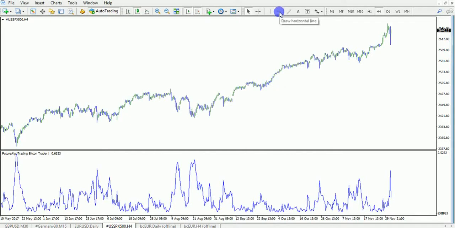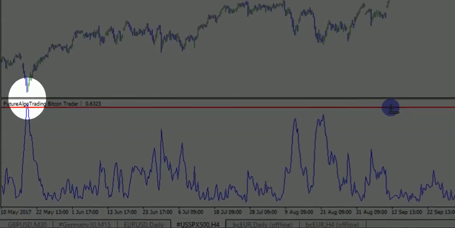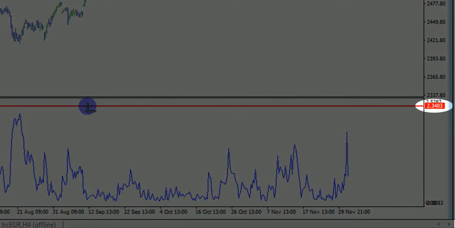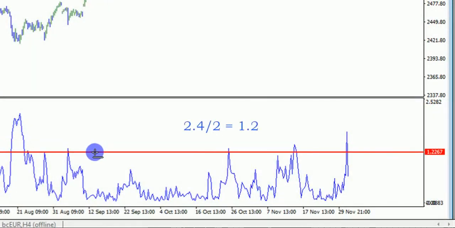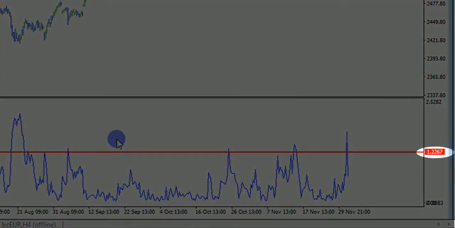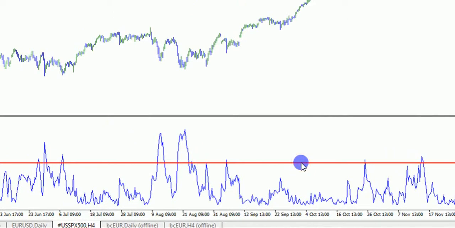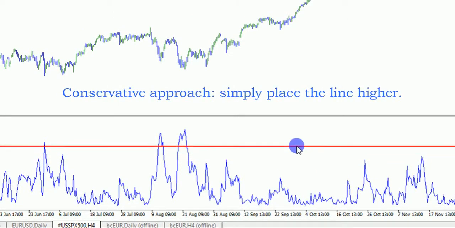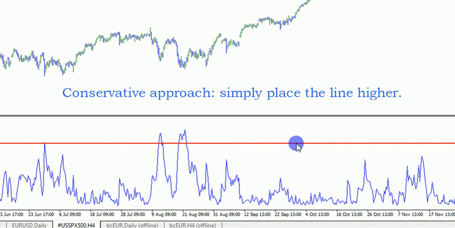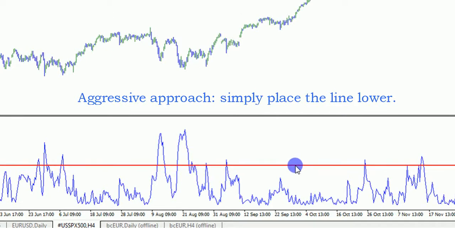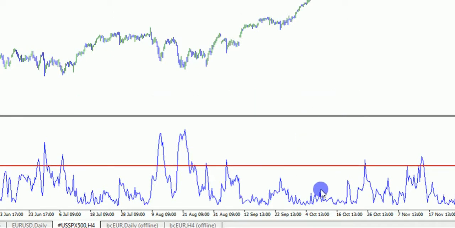And what we do is we just take a horizontal line and we look at our peak up here, and we see that that's maybe 2.3, 2.4. We just halve that, so we drop a line on our chart at about 1.2. Now, the reason you can set that manually is because if you want to be more conservative with your trading, you just put your line a bit higher. If you want to be more aggressive, you can put your line a bit lower. But I would recommend that if you put your line halfway down that window, you'll be absolutely fine.